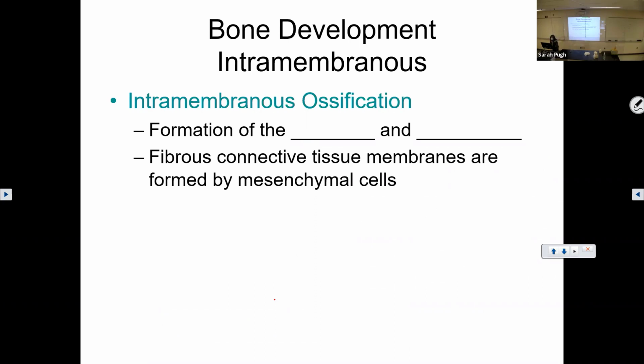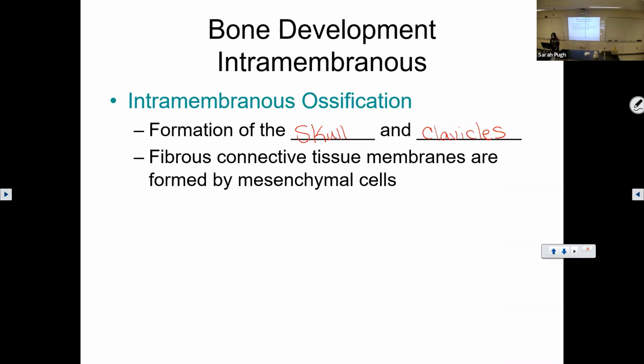This is bones forming from inside a connective tissue membrane. The only bones in the body that form this way are the skull bones and the clavicles. That's it. So the skull bones and the clavicles, which are also the collarbones, are forming through intramembranous ossification. And again, this is where a connective tissue membrane is broken down and we form bone in its place.